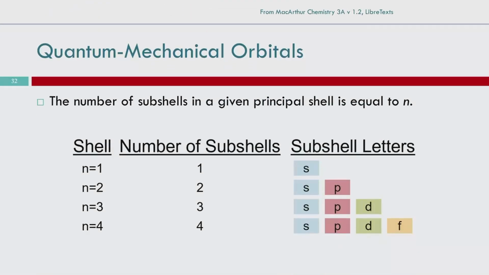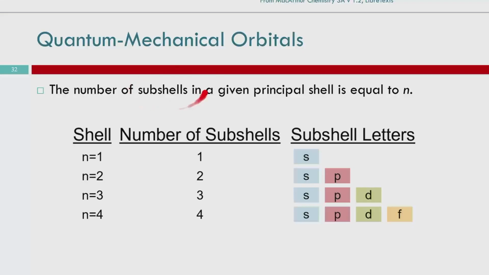The number of subshells, the number of shape families, the number of letters in a given principal shell, n, is equal to n. So for our first shell, or our first orbit, if we're thinking about our Bohr model, we have one subshell, one shape family. That one shape family is s because s comes first. That's the rule. So s comes first, so we just have the one sphere.